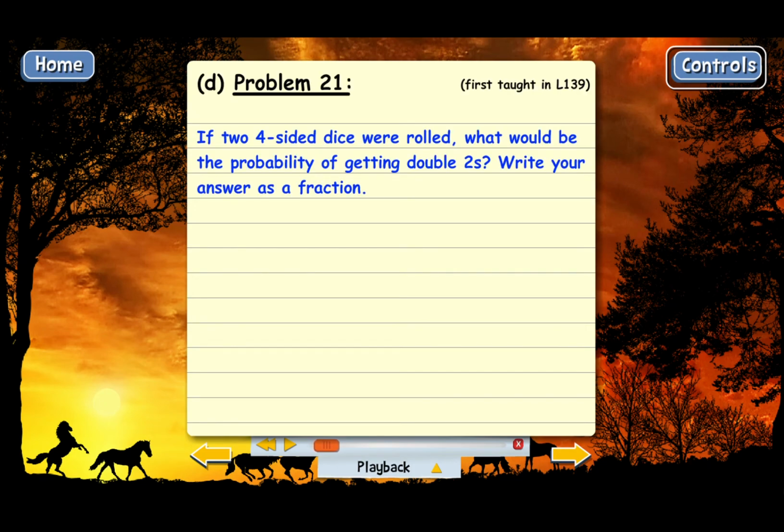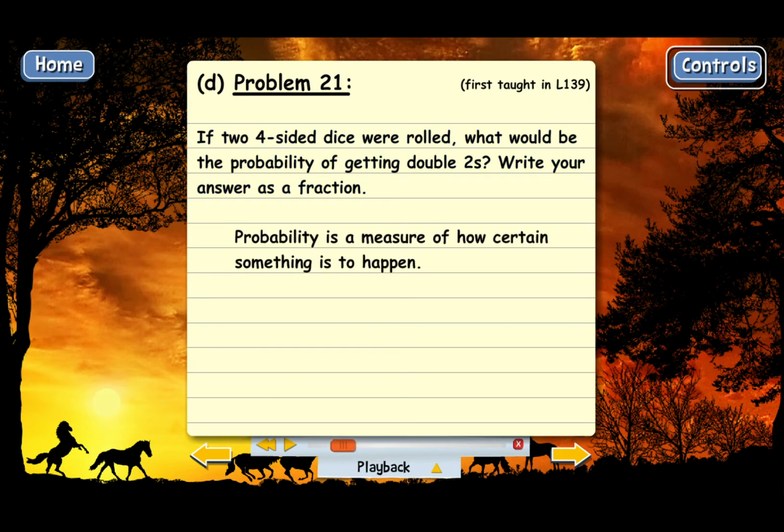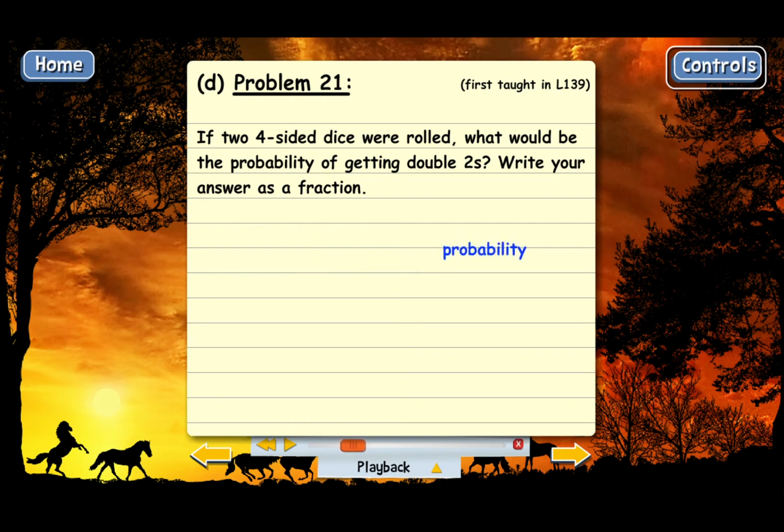If two four-sided dice were rolled, we need to determine the probability of getting double twos, and the directions tell us to write our answer as a fraction. Remember, probability is a measure of how certain something is to happen. We can calculate the probability of a certain event happening by taking the number of favorable outcomes and dividing that by the total number of outcomes.